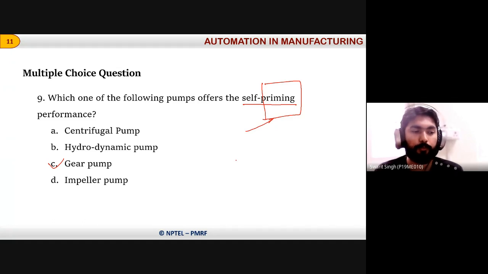So what do we do for removing this air, and what is the effect of this? Why is this air dangerous or harmful, or why does it possess some limitation? Why do we have to do this priming?